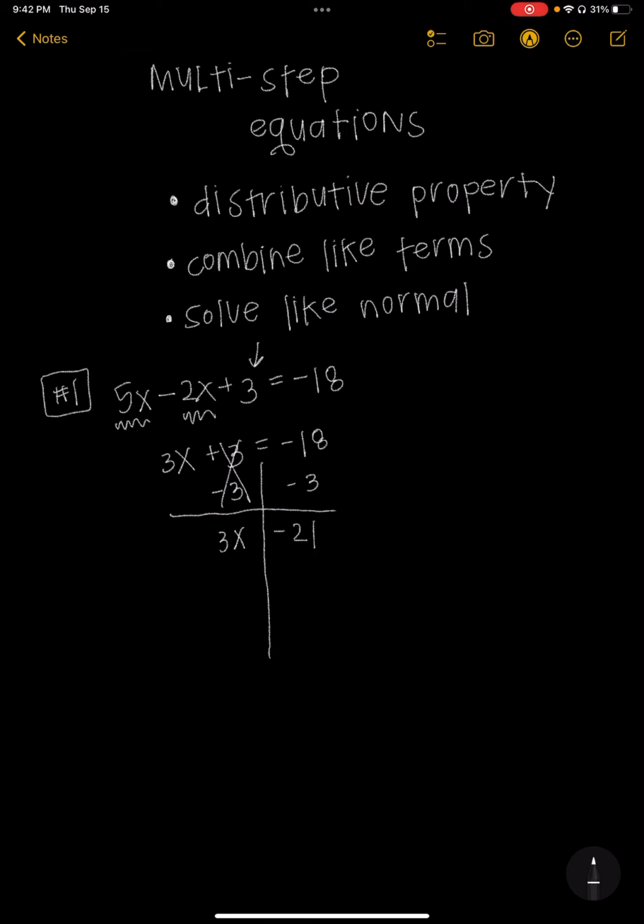We want to get rid of the 3 that's next to the x. The 3 that's right next to the x is multiplying the x. So to get rid of it, we do the opposite of multiplying, which means we're going to divide by 3. And then the 3's on the left side cancel each other out. We're just left with x. And then on the right side, we've got negative 21 divided by 3, which gives me negative 7. And my answer is x equals negative 7.